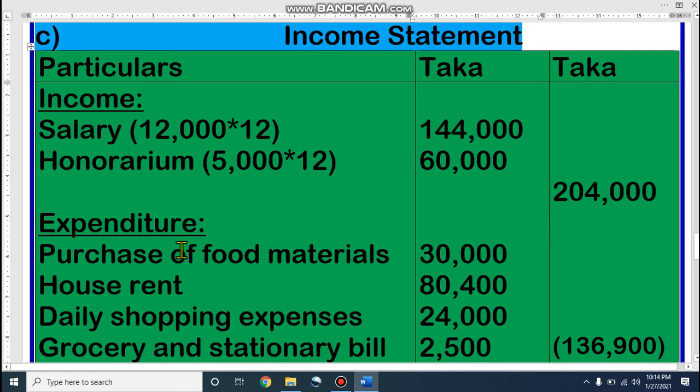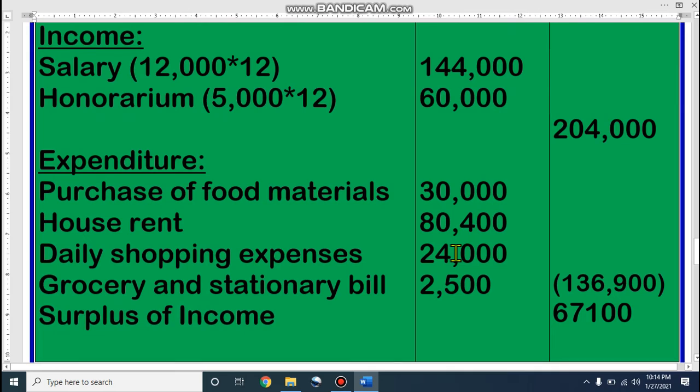Now look at the expenditure. Purchase of food material 30,000, this is expense. Then house rent, this is another expense. Then daily shopping expenses, this is also expense. Grocery and stationery bill, this is also an expense. So we have total expenses of 1,36,900.